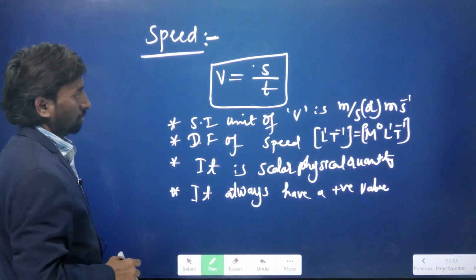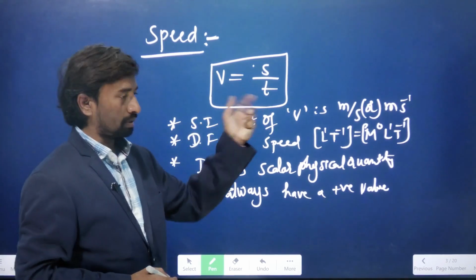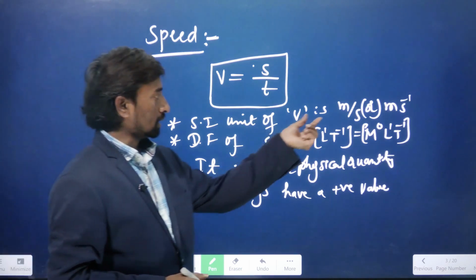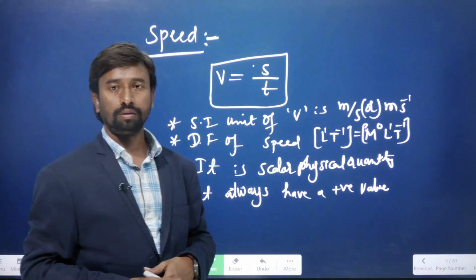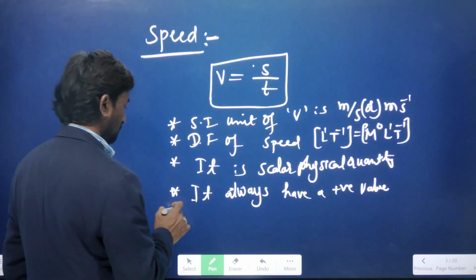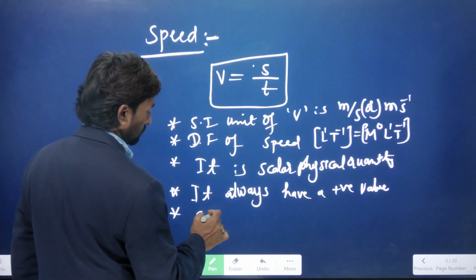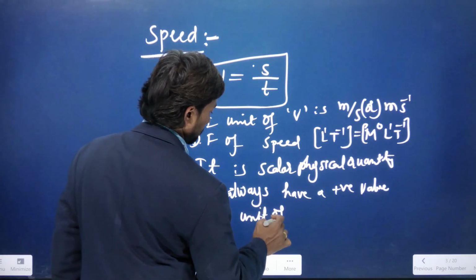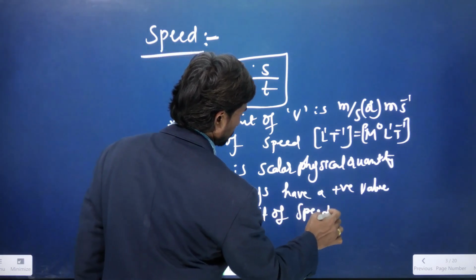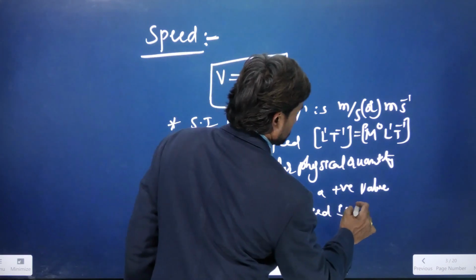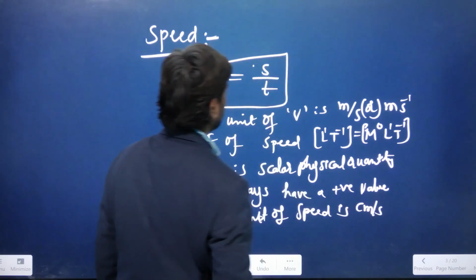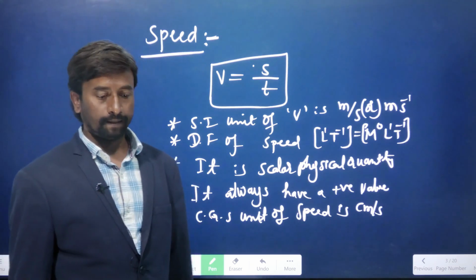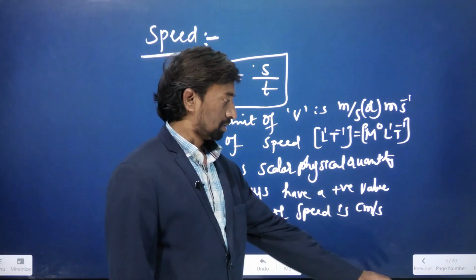Then the CGS unit. The SI unit we have seen. In SI unit it is meter per second, and the CGS unit of speed is centimeter per second. Okay, so this is about speed, and next we are going to see the next definition.